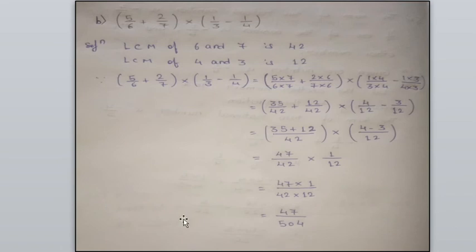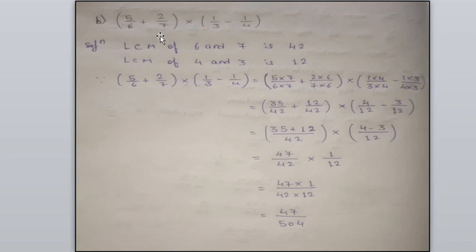Then question number B. Here also we have to simplify the equation. That is (5/6 + 2/7) × (1/3 − 1/4). Here 5/6 plus 2/7 are given in the bracket, and we have to perform the addition between them. And here 1/3 minus 1/4 are given in the bracket, and here we have to perform the subtraction between them, and whatever result we get we have to multiply it.